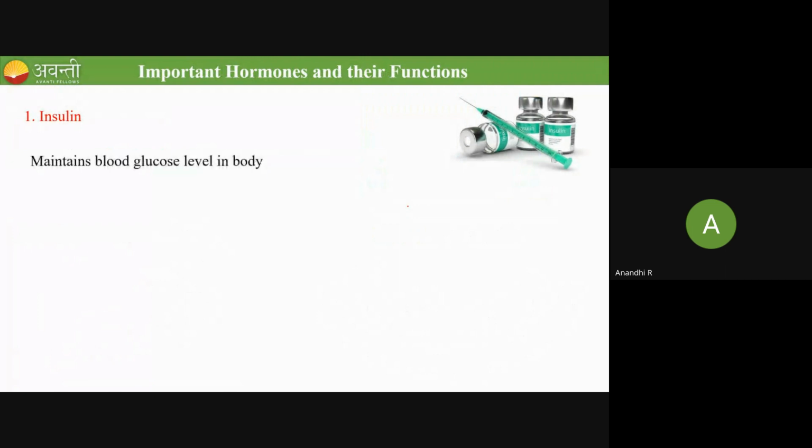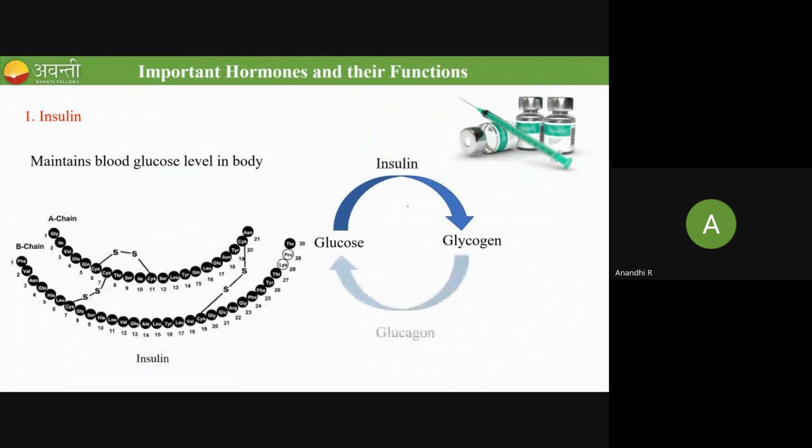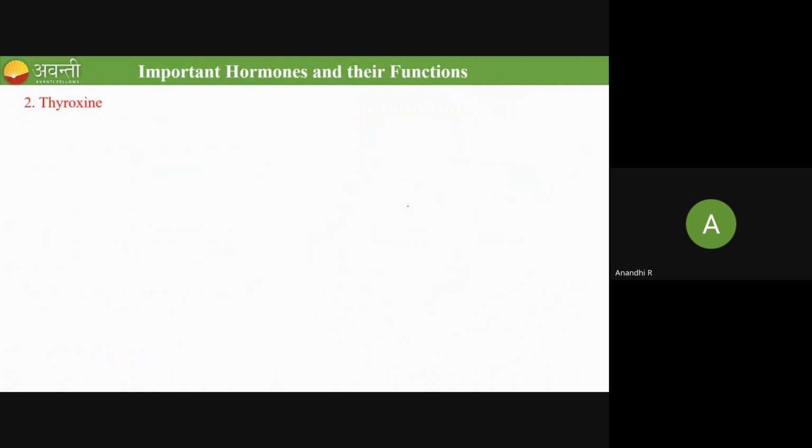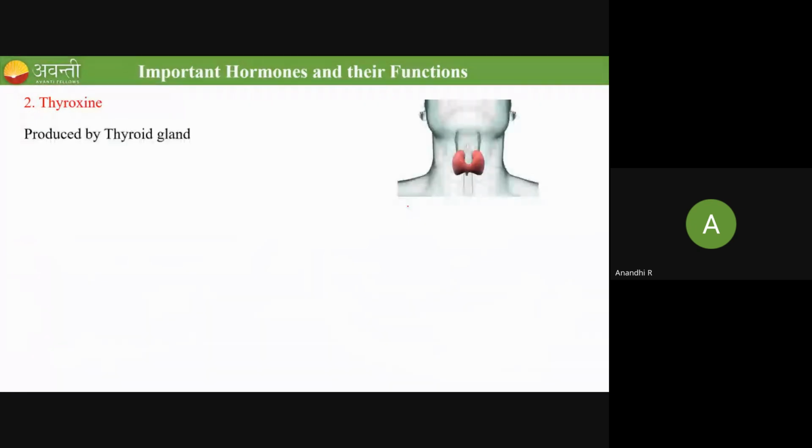Insulin maintains the blood glucose level in the body. Glucose is converted to glycogen with the use of insulin, and glycogen to glucose again with glucagon. So insulin is the one which maintains the blood glucose level in the body, which we all may be knowing. Most of the patients are diabetic patients, so they are deficient in insulin secretion. Got it?